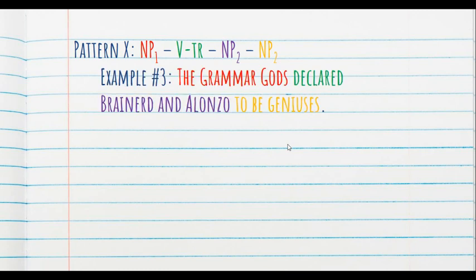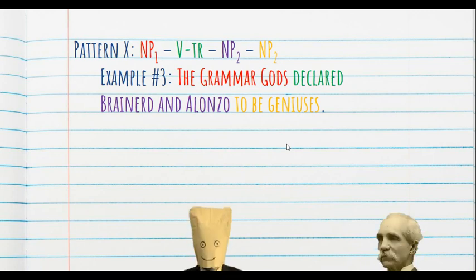The grammar gods declared Brainerd and Alonzo to be geniuses. All right, so here they are. There's Brainerd, there's Alonzo. Love it. They gave us the Reed-Kellogg diagramming. All right, so I can see already I've got an issue here. I've got a subject, which is grammar gods. I have an action verb, declared. I have two direct objects.